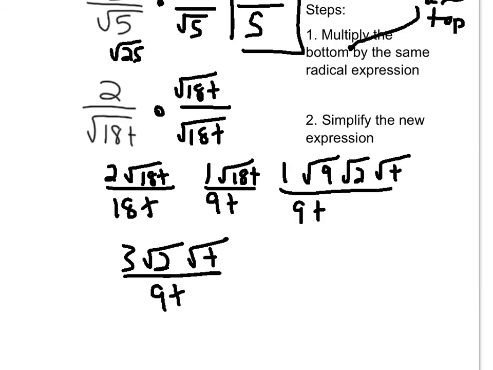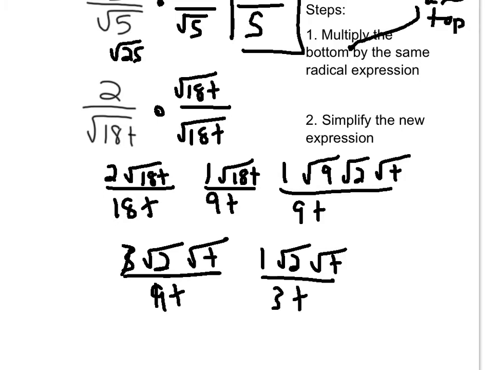Now looking again, I can still do some simplifying. I've got numbers now that I can simplify. So this breaks apart into 1 times the square root of 2, times the square root of t all over, and again, since I simplified the 3 and the 9, that's going to make it 3t on the bottom.